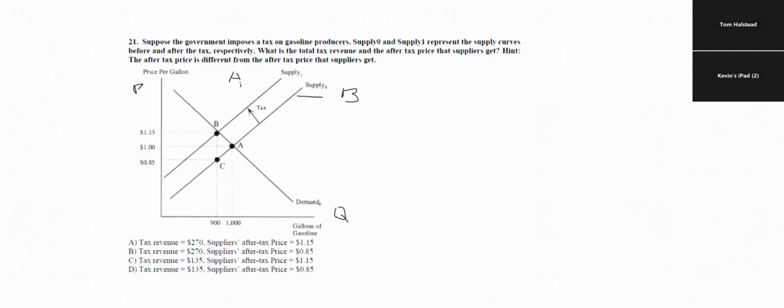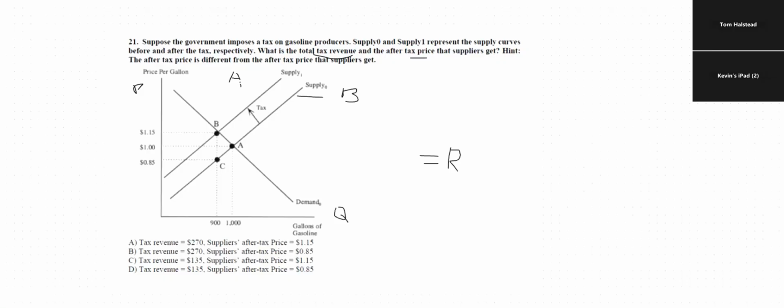price times quantity equals revenue, and not every problem like this we're going to have to care about, but when you read in the problem that there's accounting involved, like, what is the total tax revenue? Okay, they're asking an accounting question, not just an economic question. So we know there's a price times quantity going on here. So then the after-tax price that suppliers get.